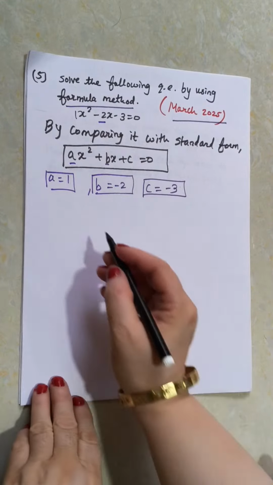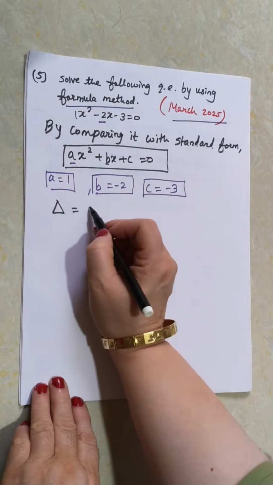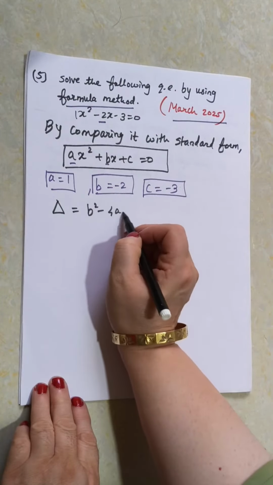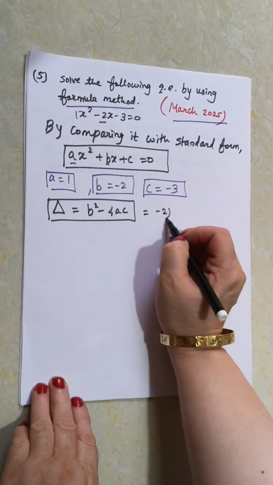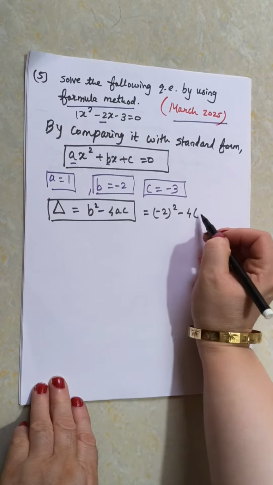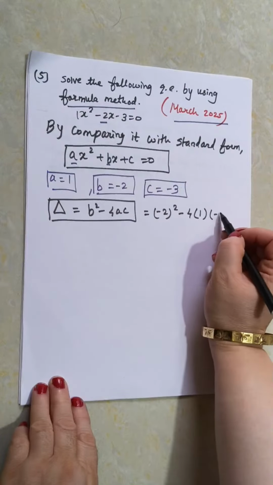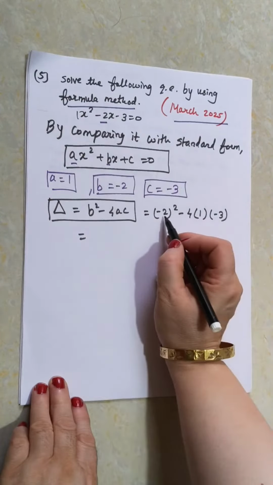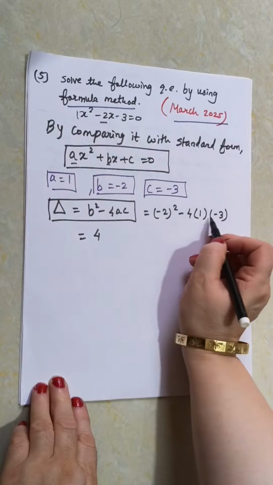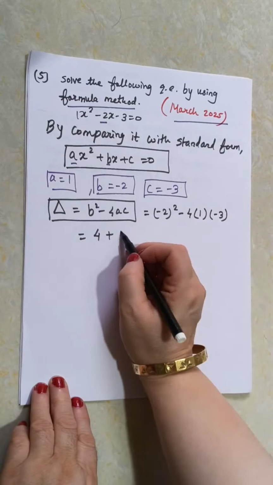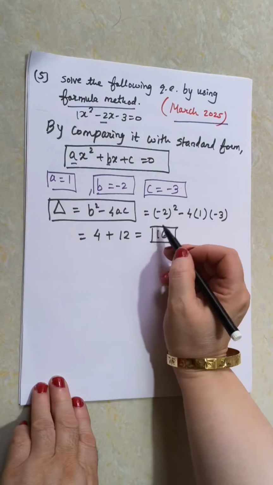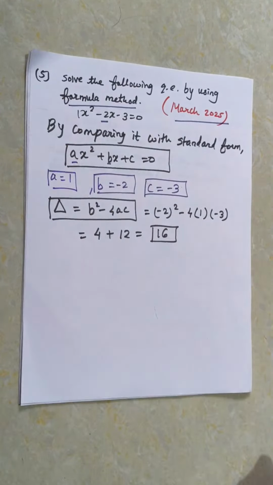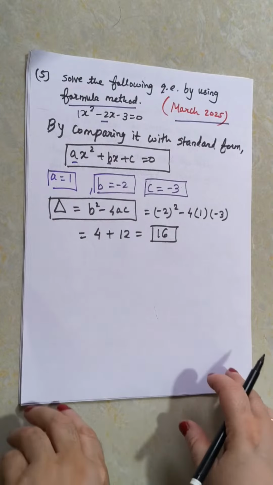the discriminant delta. So what is the formula for delta? That is b square minus 4ac. So let's put values here. b square means negative 2 bracket square, minus 4, a is 1 and c is negative 3. So negative 2 square is 4, and negative negative positive, 4 threes are 12. So 12 plus 4 is 16. So what is the answer of discriminant delta? That is 16. Yes, Pranjal, your answer is correct.